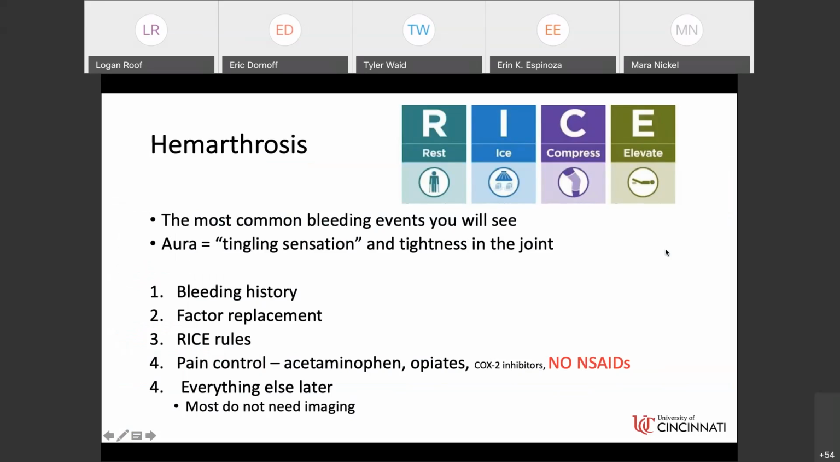Hemarthroses are going to be the most common bleeding events for hemophilia you will see. They might just have a tingling sensation. Remember, factor replacement is the first thing you really need to do, but you can also treat them with rest, ice, compression, and elevation. Please, please, please, whatever you do, do not give these patients NSAIDs unless hemonc approves it, because that can cause them to bleed further due to platelet dysfunction.